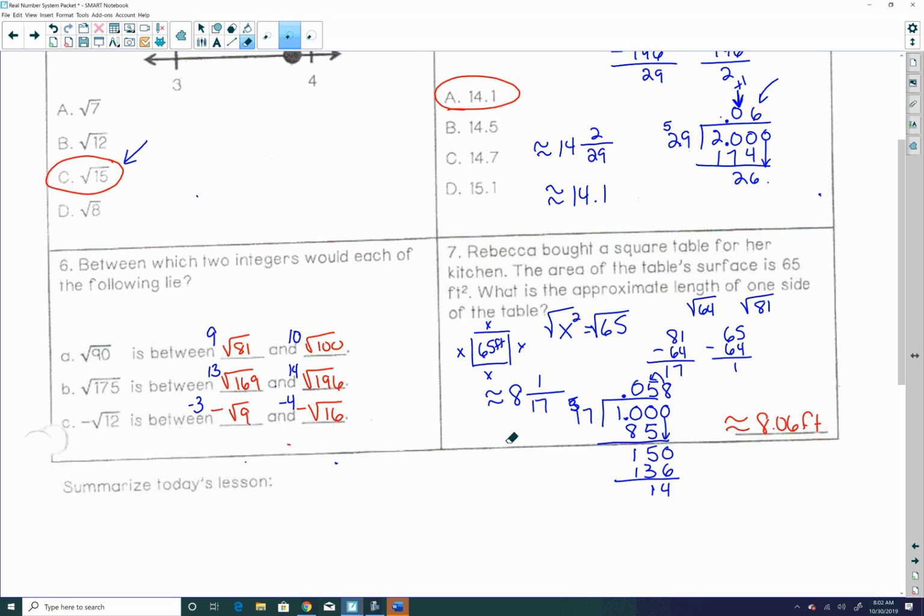Okay, please do the summary, and what I would expect to see in the summary is how you go about estimating the approximate location of a non-perfect square, summarized in your own words.